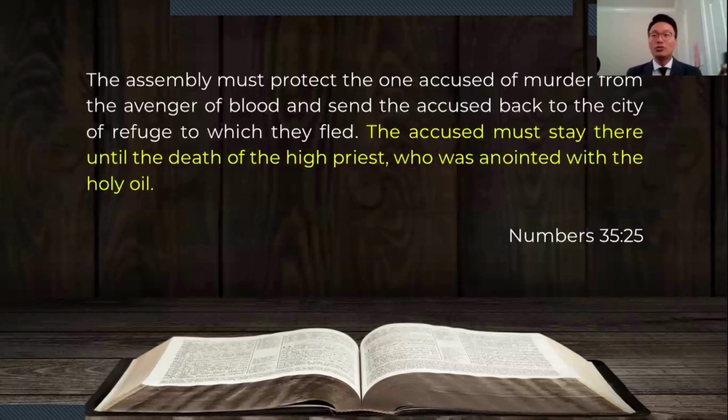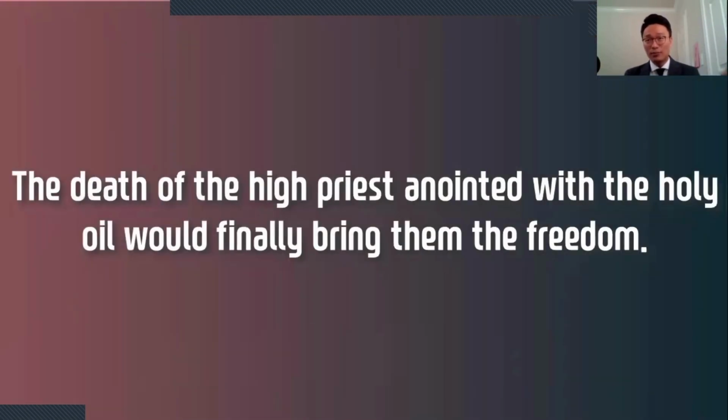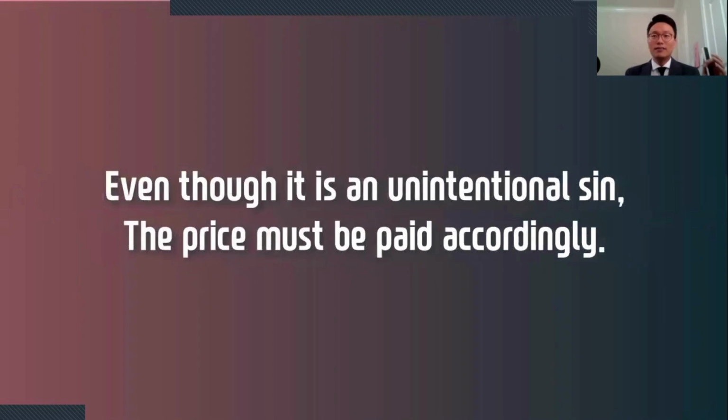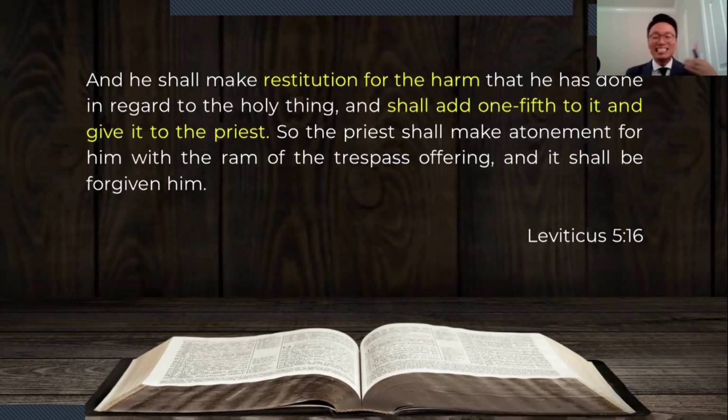until when? The accused must stay there until the death of the high priest who was anointed with the holy oil. The death of the high priest anointed with the holy oil would finally bring them the freedom. It is a very simple statement. They had to stay there until the death of the high priest who was anointed with the holy oil. That actually means, even though it is an unintentional sin, the price must be paid accordingly. So the death of the high priest should precede, before the person is released, before the person gets the perfect freedom. Well, this is kind of part of the guilt offering.